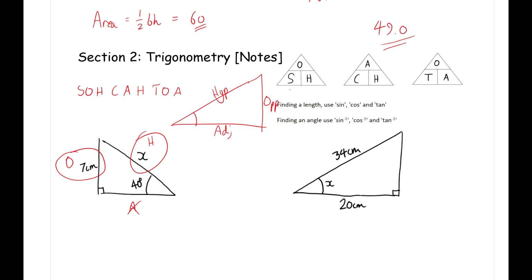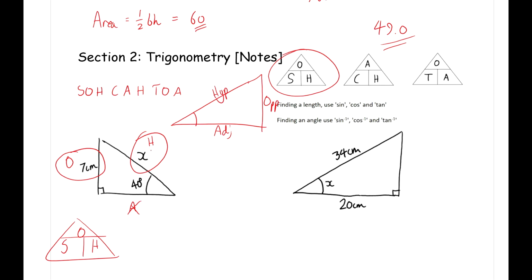Then go into my 3 triangles up here. If I look, I want to see what triangle has O and H in, which is the SOH triangle. Okay, that one's going to be using sine. So let's write it down here quickly. We want to find the hypotenuse.